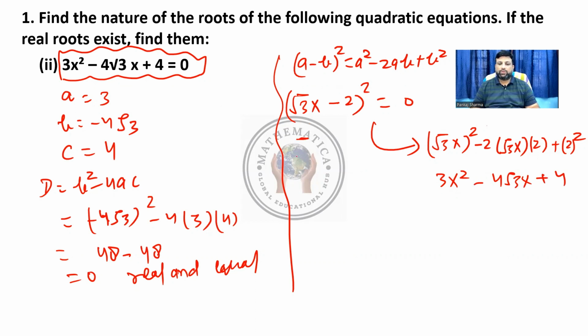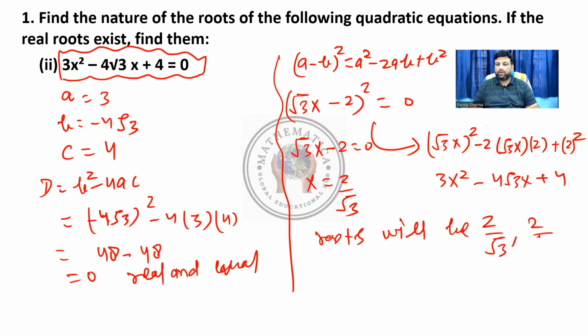Here √3x − 2 is equal to 0, so x is equal to 2 upon √3. It means the roots will be 2 upon √3 and 2 upon √3 in this question number 1, second part.